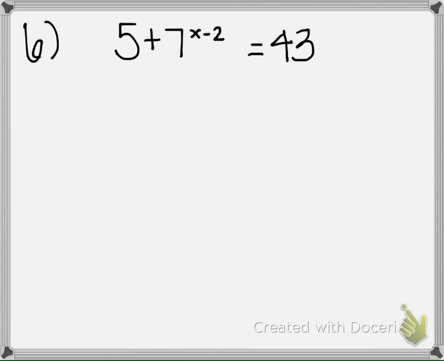All right, last problem like this. So we're going to isolate the base and the exponent. So to do that, we have to get rid of this 5, and it's being added, so we're going to subtract 5. 43 minus 5.